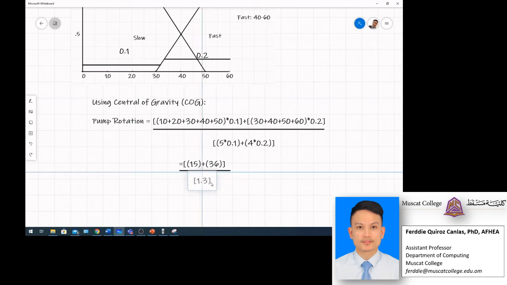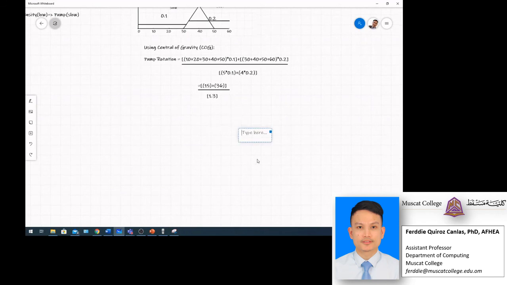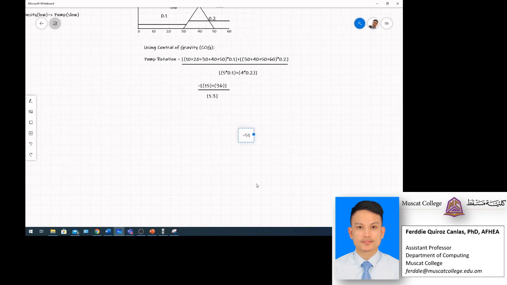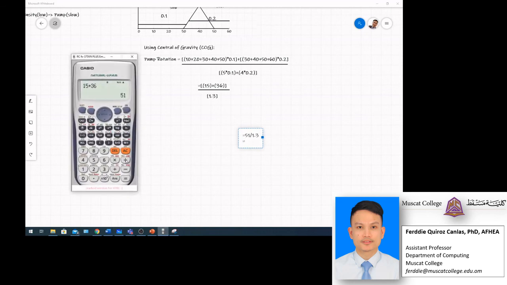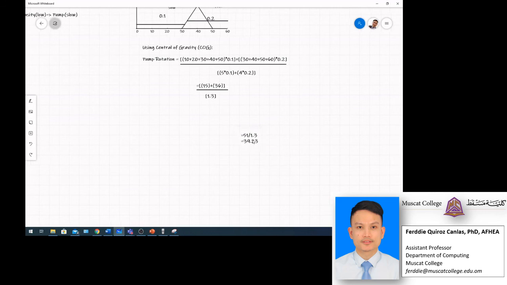Okay? So we can now finalize the answer. So it will be what? 15 plus 36. 15 plus 36 will give you 51 divided by 1.3. So this time we should get 39.23, right? So 39.23. So it means that our pump should perform 39 RPM, okay, 39 revolutions per minute, okay. So it should be doing this. So this is now the answer for the calculation.